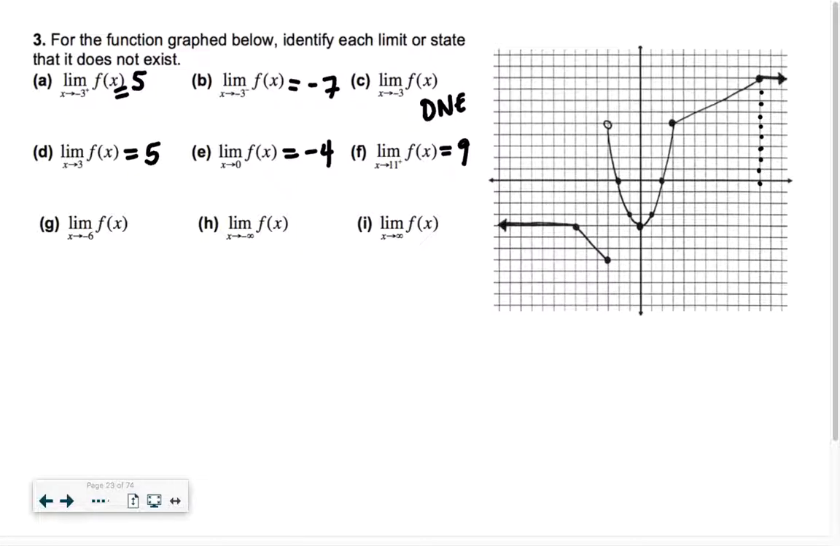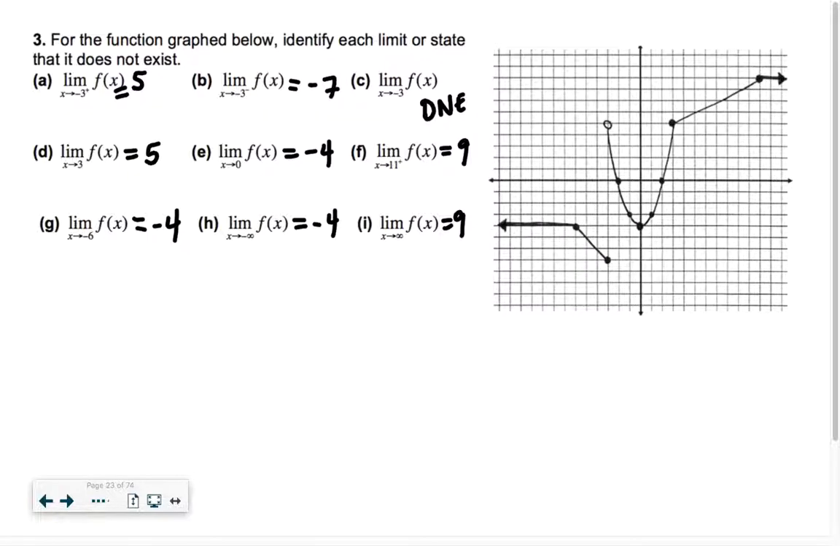All right, so x goes to negative 6. So negative 6, where is negative 6? Right here. What number is that? Negative 4, and then negative infinity? Negative 4, it stays along that line, and then infinity, 9. That's it. Good job, guys.